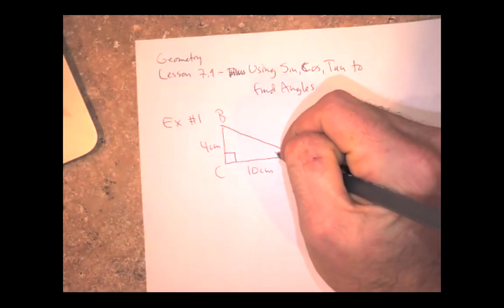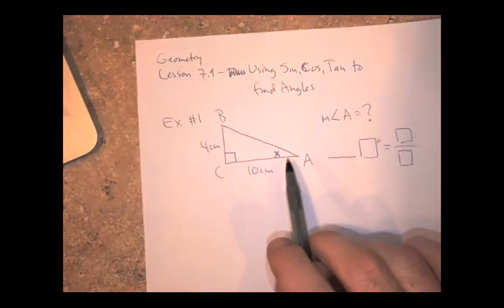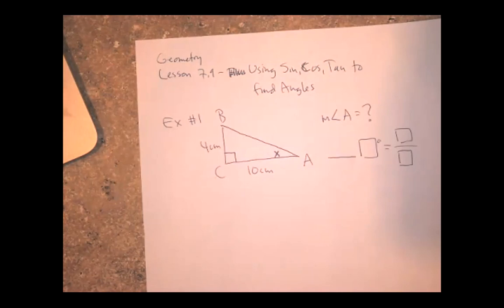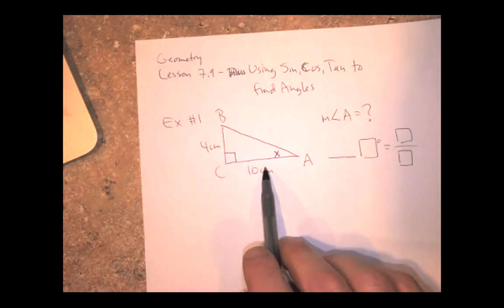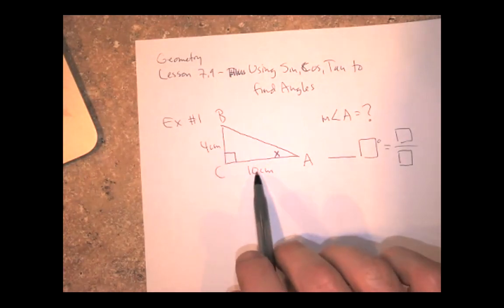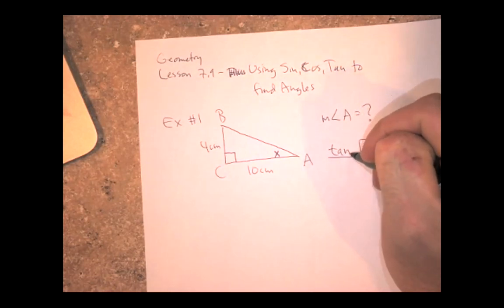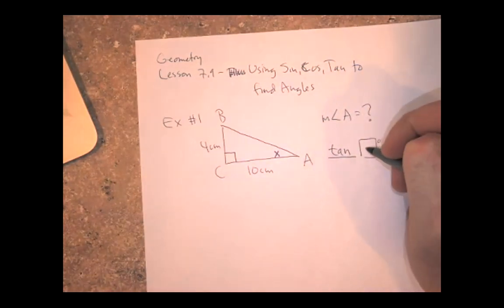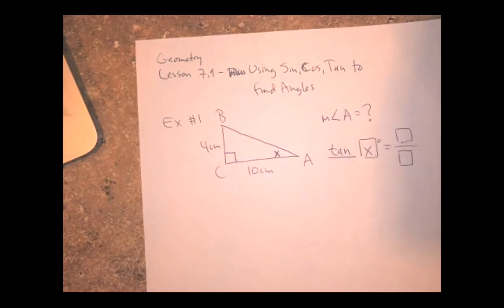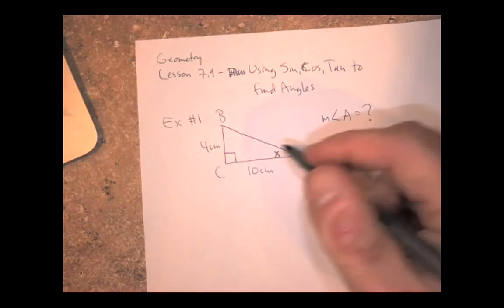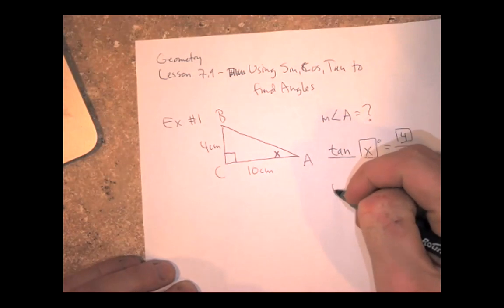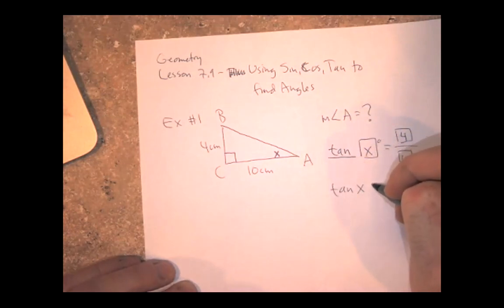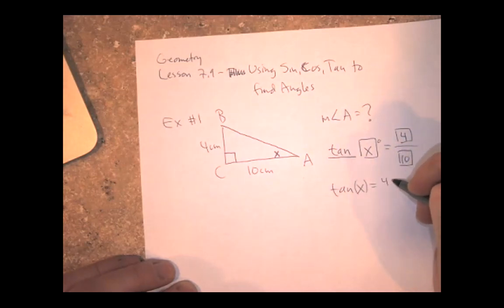We can just put an X in here, might make it a little more clear. We're trying to find that one, right? Let's put an X there. From that angle, we actually know the opposite and the adjacent. If you look back at your SOHCAHTOA, opposite and adjacent is a tan. The angle goes here, but that's actually X now because we don't know it. Opposite is on the top and adjacent on the bottom, so 4 over 10. So tan of X equals 4/10.